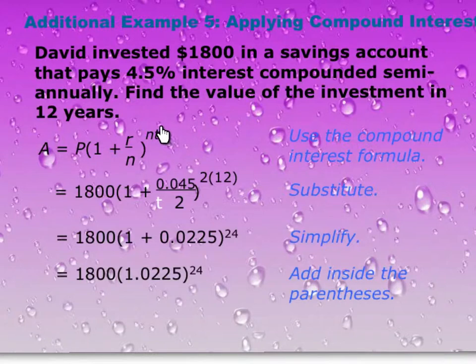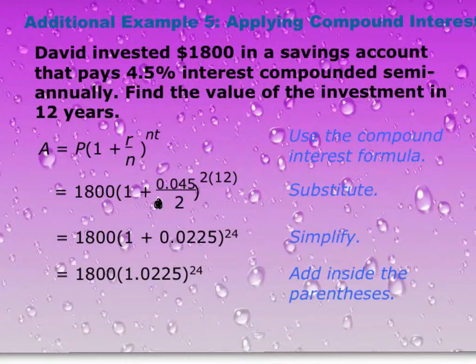Here's our compound interest formula that we will need to use. We have 1,800, that's the principal amount. 1 plus, I do not know why there's a T there, but ignore that. That must have been from the other slide, or from the PowerPoint. So then we have our rate, which was 4.5%, and as a decimal 0.045. The interest is compounded semi-annually, so N is 2, and N will also be 2 here. And then our time is going to be 12 years.